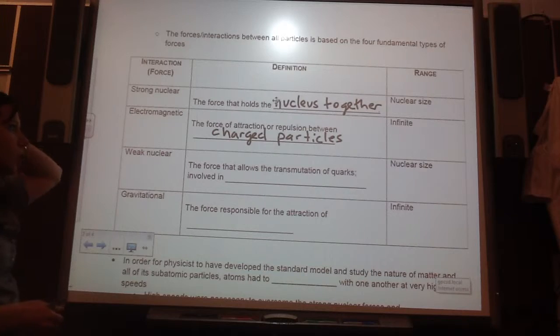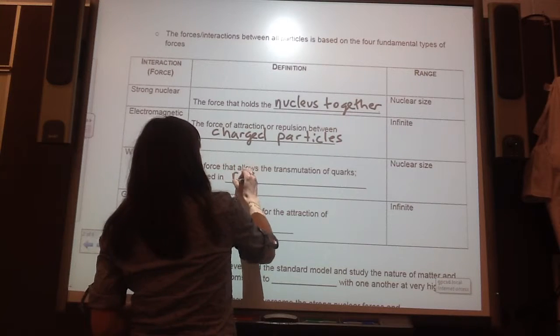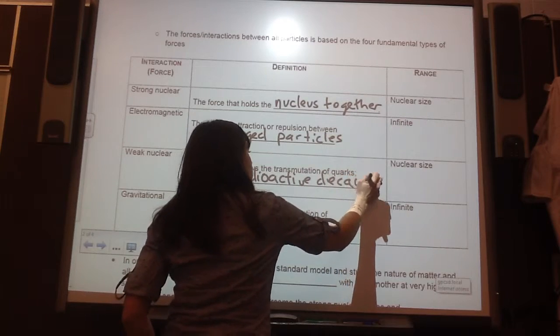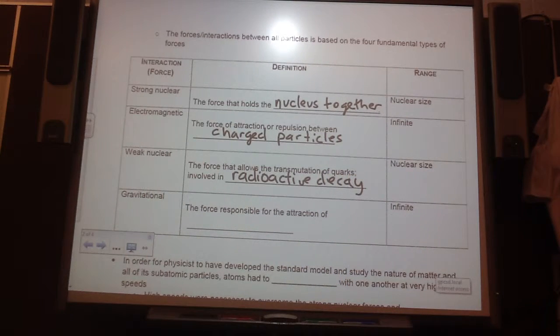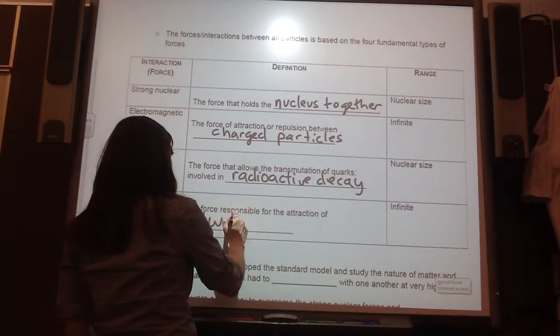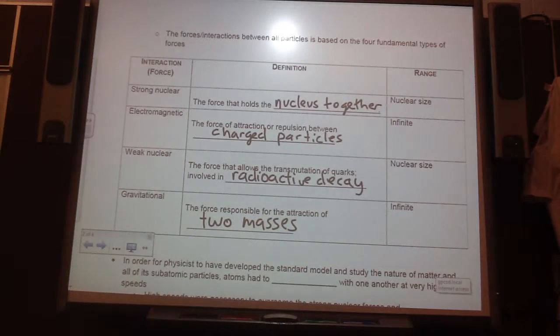Weak nuclear is the force that allows the transmutation of quarks involved in radioactive decay. And this, again, it's at a nuclear size. And then gravitational is the force responsible for the attraction of 2 masses. Okay, and this is infinite, right? Because we can apply it to just very small, or we can apply it to the Earth and the Moon, right? Like it can be huge, or it can be very small.